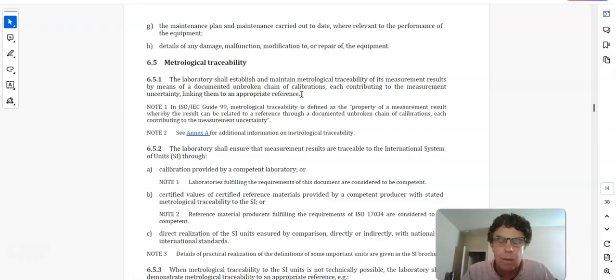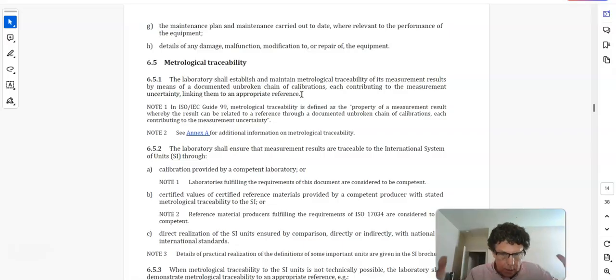So what does this mean? This means that there shall be an unbroken chain of traceability to the SI units through NIST, and that chain is documented by a calibration certificate of some sort, whether that be a calibration certificate provided by a calibration vendor or provider who comes out to your facility and calibrates your balance or pipette or thermometer or whatever it is. And on that calibration certificate, there is an uncertainty of measurement established.